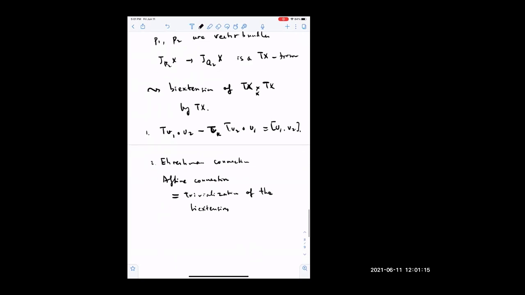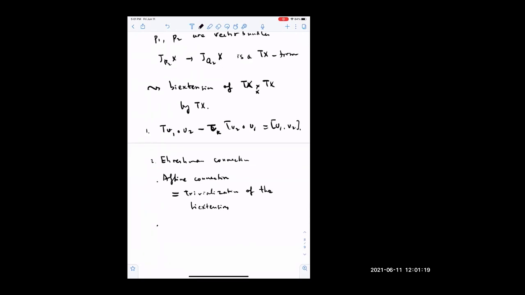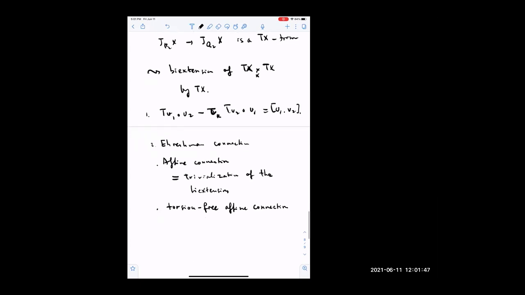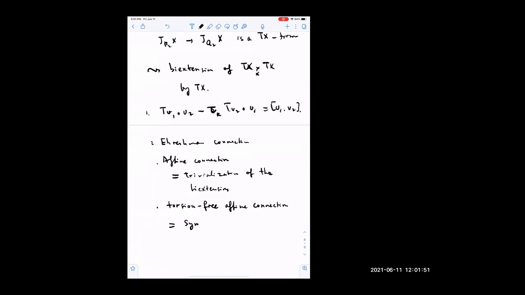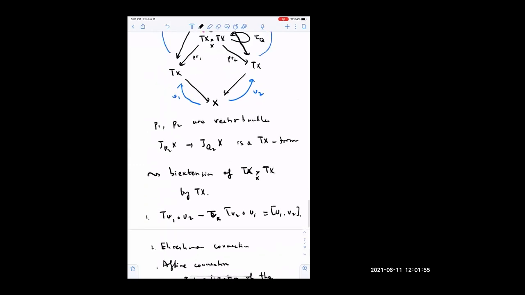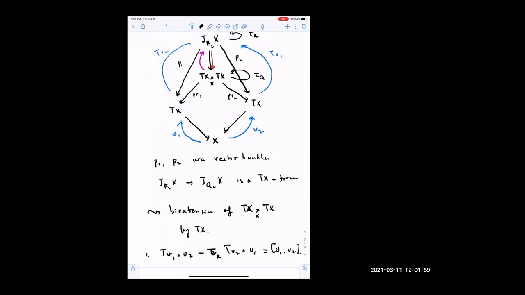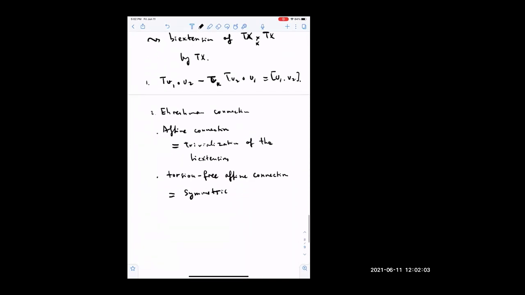That means you require this trivialization to be a bi-extension. And the other remark, which I find really nice, concerns a concept in differential geometry that I had a hard time understanding, which is the torsion-free affine connection. In the Levi-Civita theorem, the affine connection is required to be compatible with the Riemannian form and also be torsion-free. In this language, torsion-free just means it is symmetric. That means the sections have to be compatible with the involutions, so that is the same as a symmetric trivialization of the bi-extension.